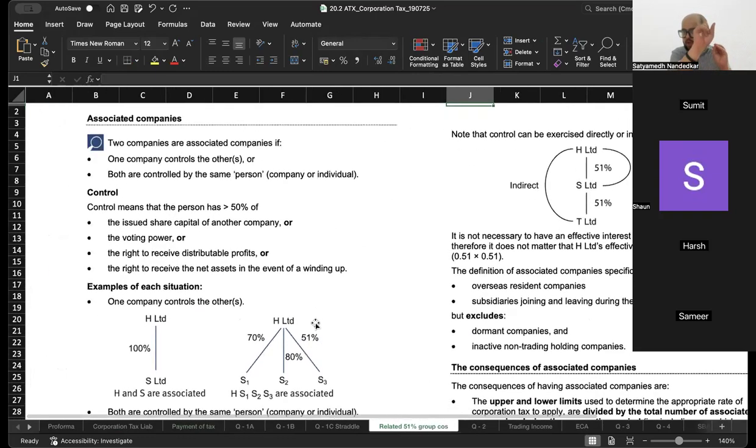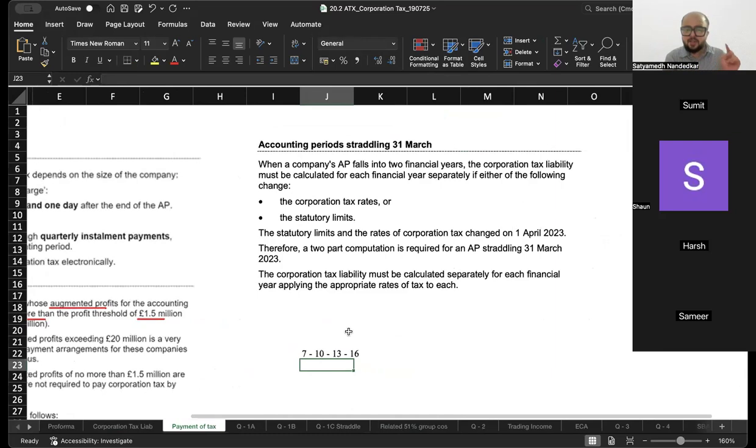Then ये जो upper और lower limits है ना, these limits can also be reduced or will also have to be reduced in certain cases. अब वो कौन से cases है, we'll see those.